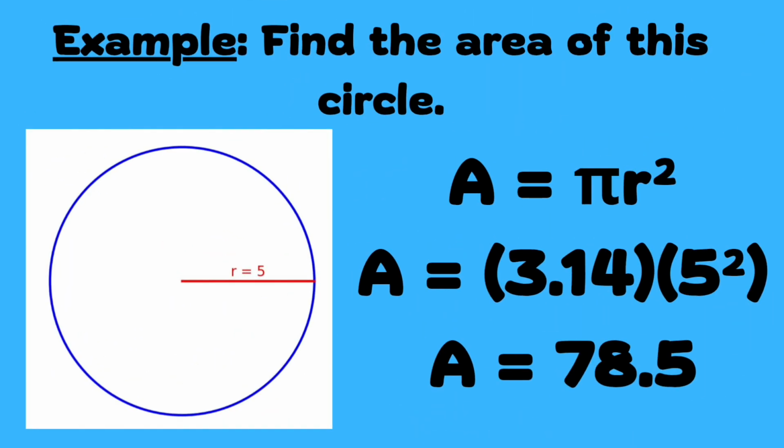All right, here's our first example. Find the area of this circle. So we plug in 5 for the radius, and we square it, which means 5 times itself, and then times pi, and we get 78.5.